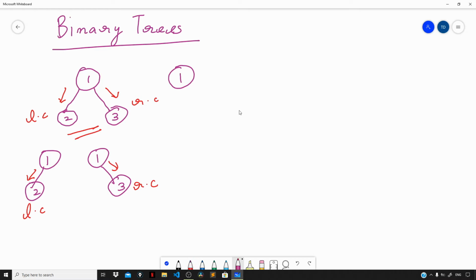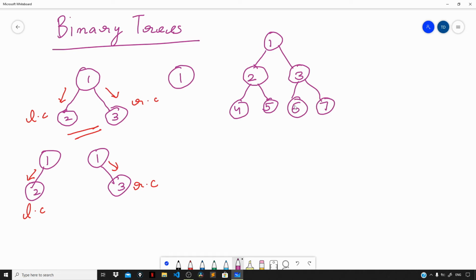Now let me draw a simple binary tree, and then taking that as an example, let us understand the properties of binary trees. So let me draw this: 1, 2, 3. Here you can see each node can have at most 2 children, and then for 2 let us say 4 and 5, and for 3, 6 and 7. So this is our binary tree. Now taking this binary tree as an example, let us understand the properties of binary trees.